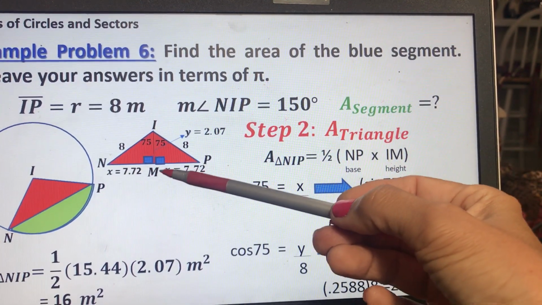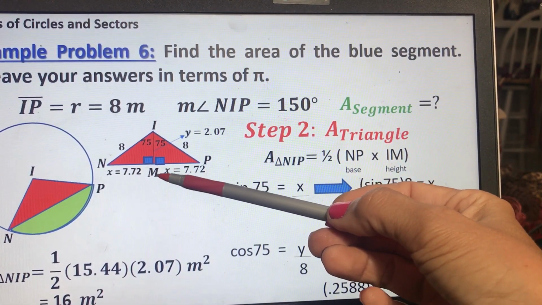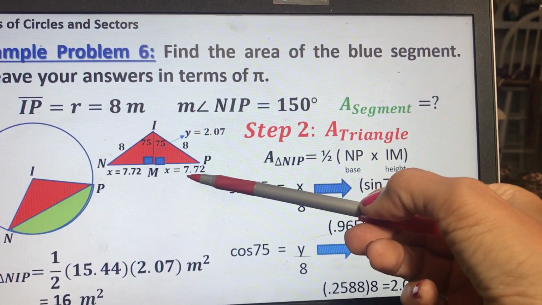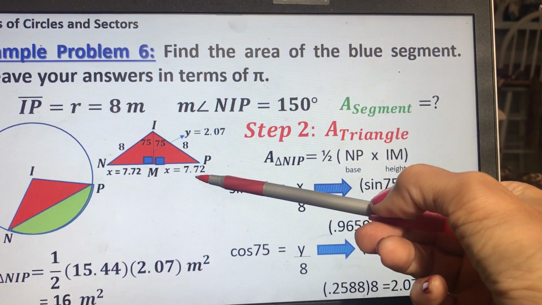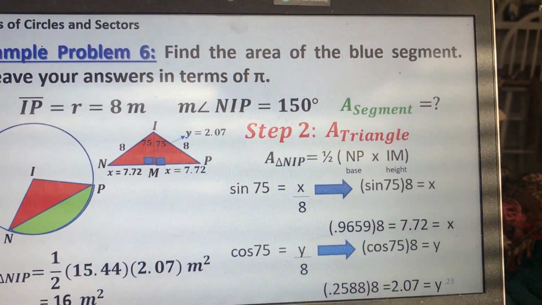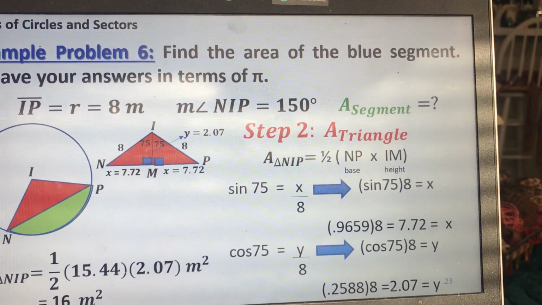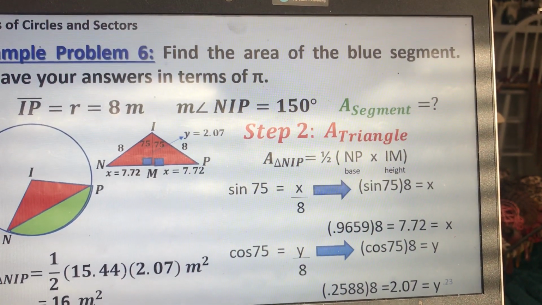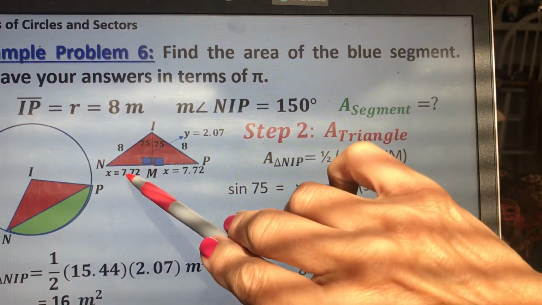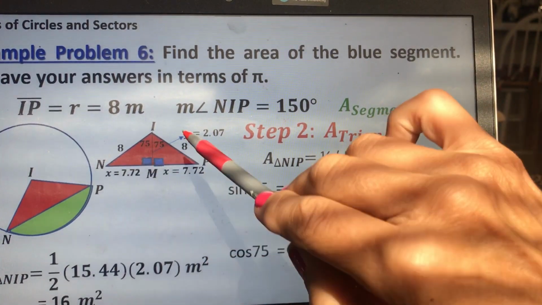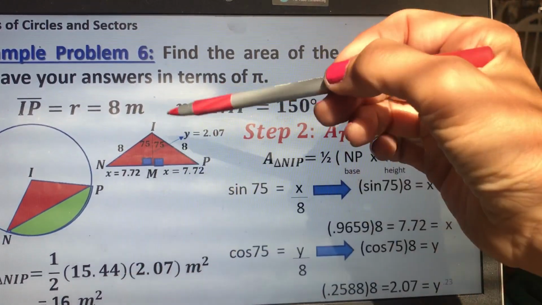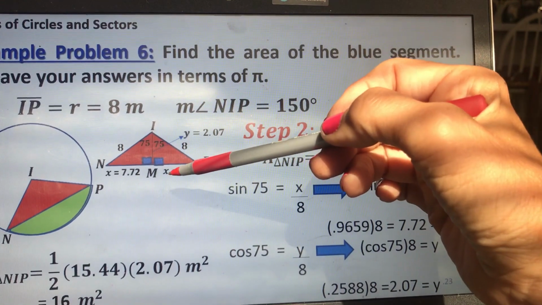So remember, M is the midpoint. If the distance of M to P is equal to 7.72, that means that the distance from M to N is also equal to 7.72. So that means that the base of the triangle is going to be equal to 7.72 times 2, which is equal to 15.44. Now we need to find the height.